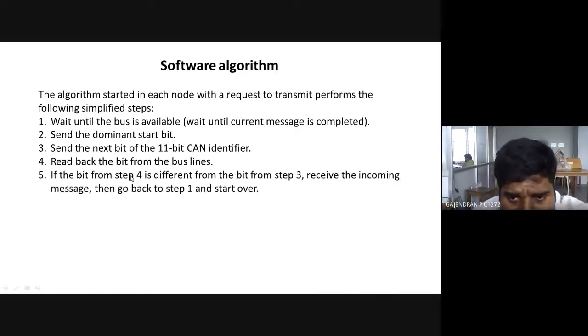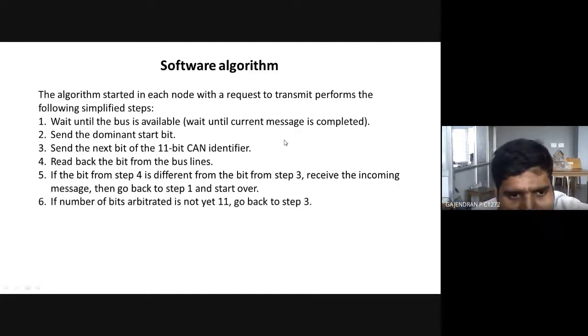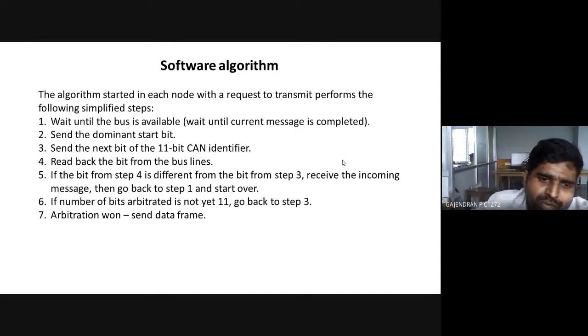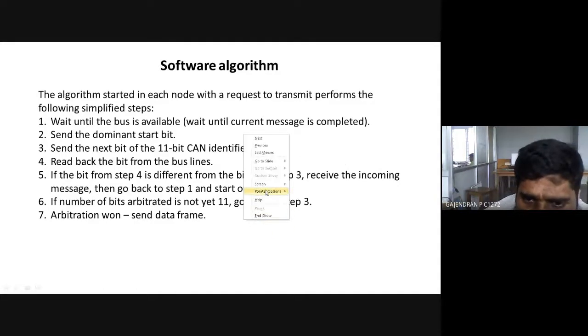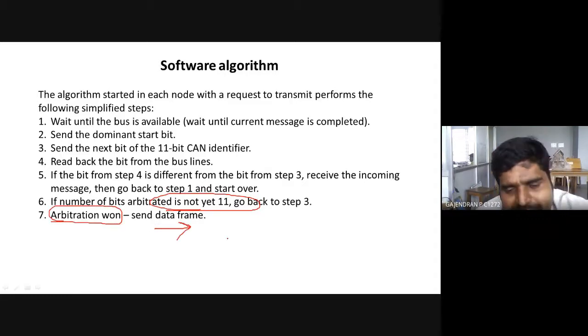So if there is no problem in what we send, we can keep sending continuously, or else you need to wait for some other device to send its information. Likewise the steps continue. So we have finished sending the 11-bit identifier with no problem, which means you are winning the arbitration. Thereby you can start sending the data frame.